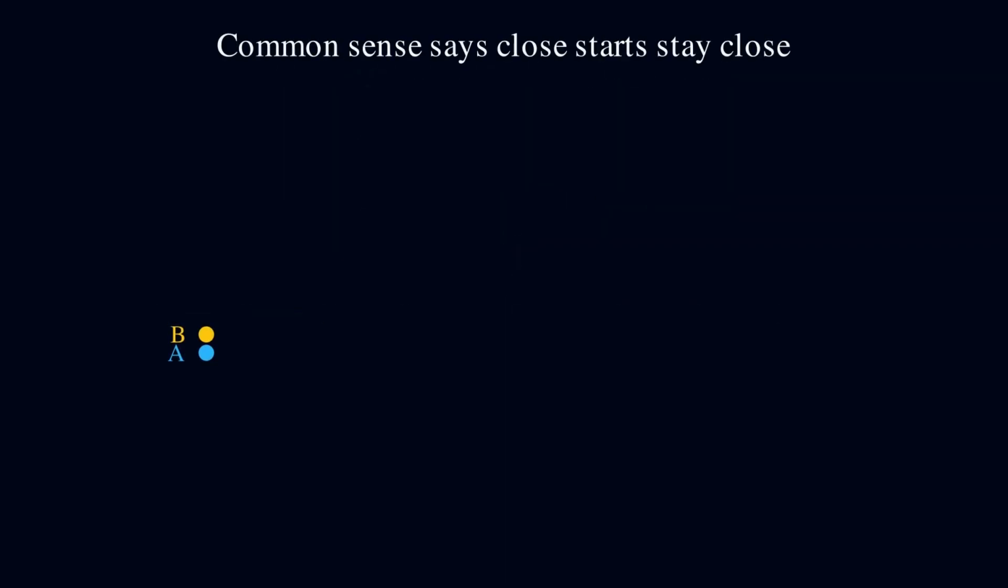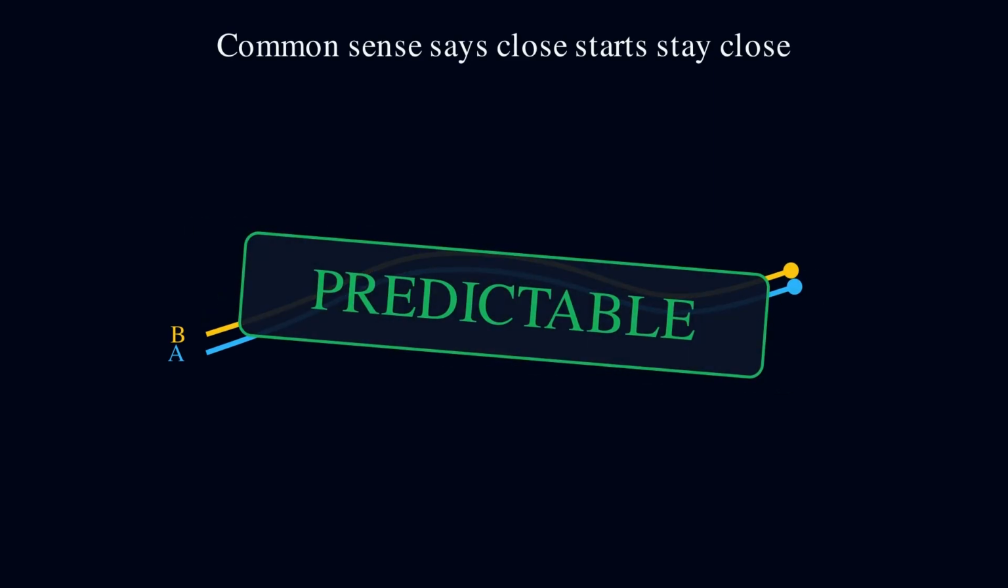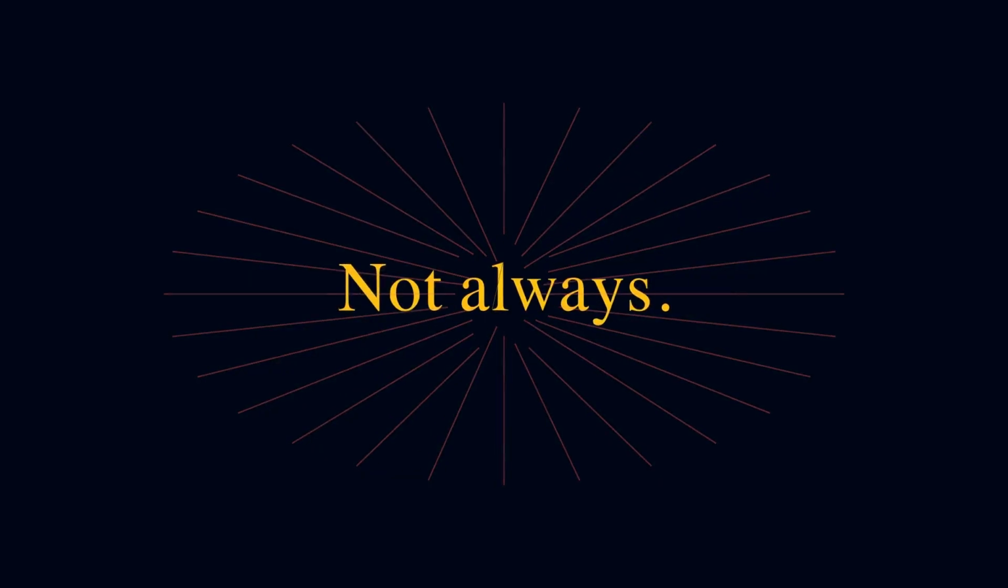That is what we usually expect. If two things start almost the same and follow the same rules, we expect them to stay almost the same. That feels predictable, and that feels normal. But chaos walks in, kicks the door open, and says, actually, not always.